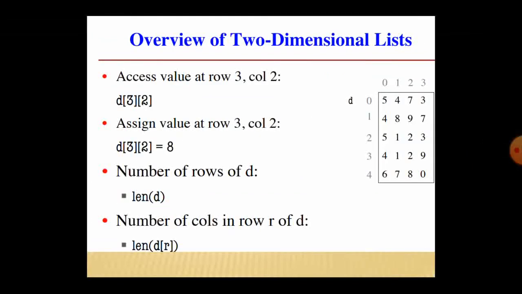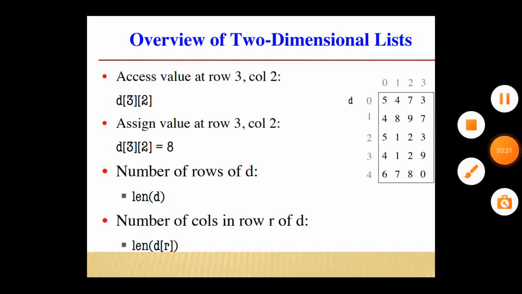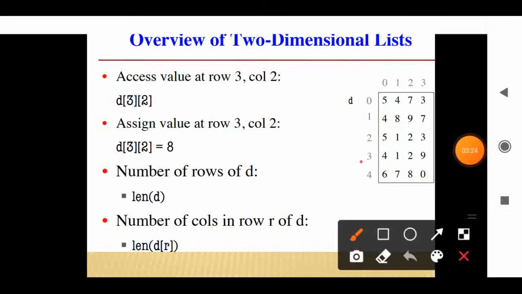Overview of a two-dimensional list. How will we access the list? Access the value at row 3, column 2. What is the value? Row 3, column 2. The result is 2, because row 3, column 2 returns the value 2. How will you find the number of rows? You can use the len function. It will give you the number of rows in a list.